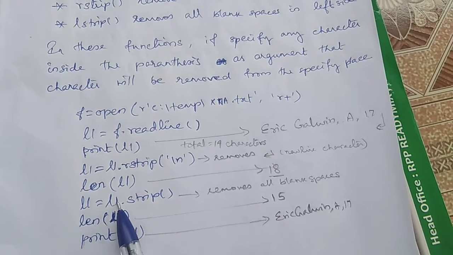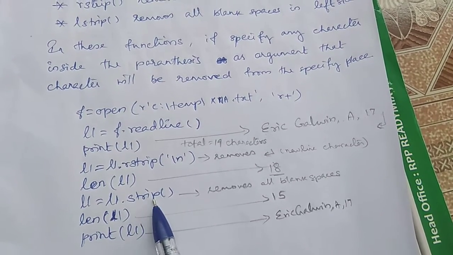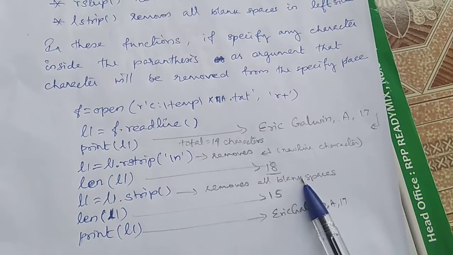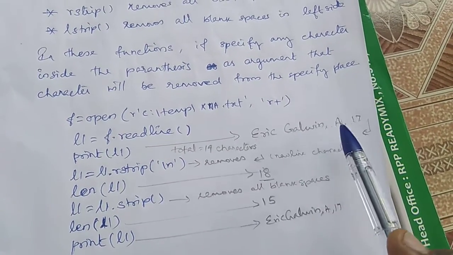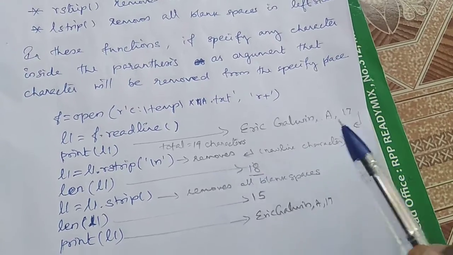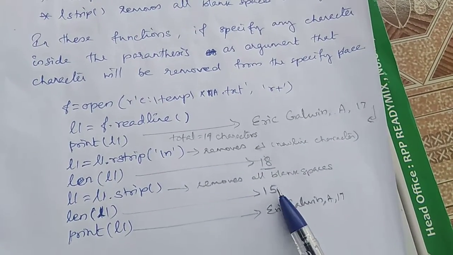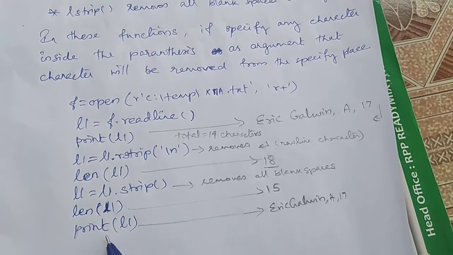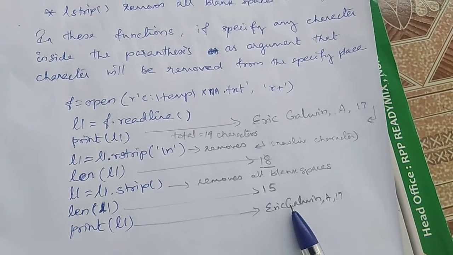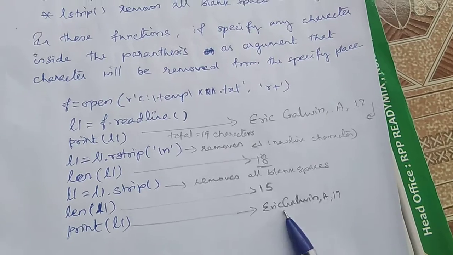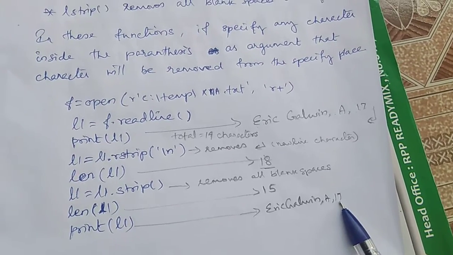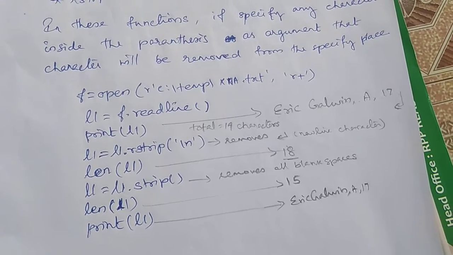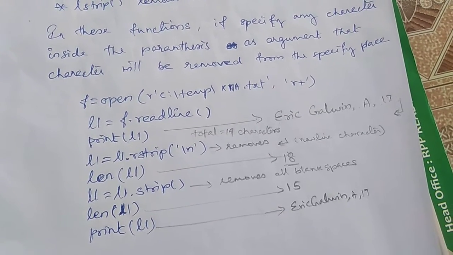Now L1 is equal to L1.strip(). The strip specifies that wherever blank space is found, it will get removed. So here 1, 2, 3. Those blank spaces will be removed. Then what will be the balance length? The characters will be 15. Now if I print L1, what do I get? Without all those spaces: Eric Galvin, comma A, comma 17. I hope you are able to understand this function. Thank you. With this, lesson 5 is going to be over.